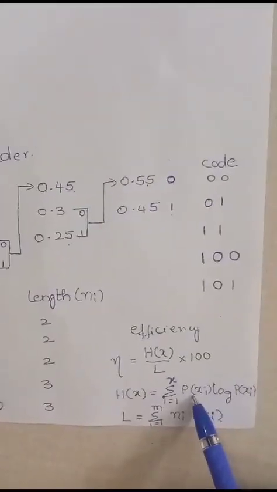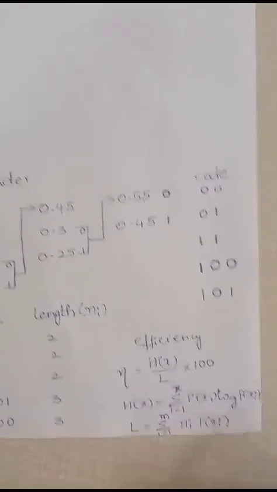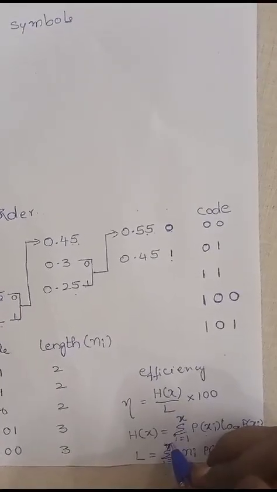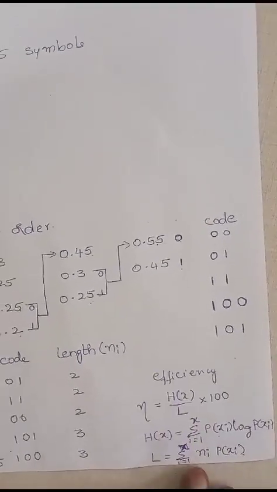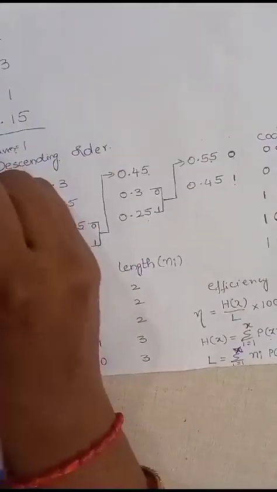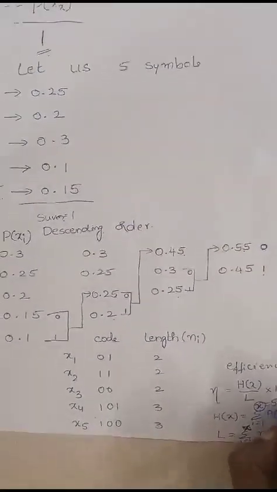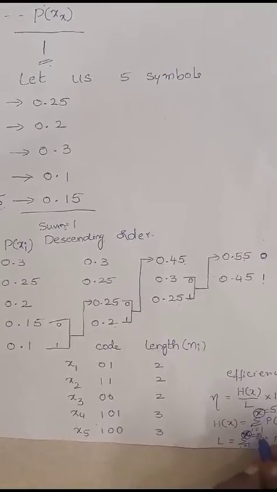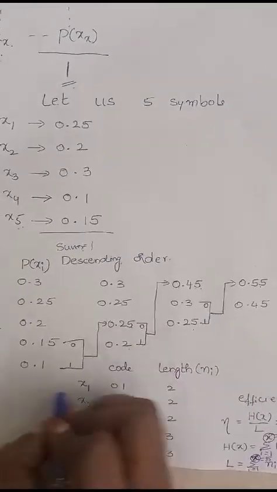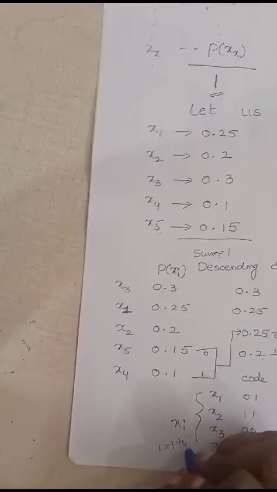Now we can find the H of x, which is entropy, using the relation sigma i equal to 1 to x, p of xi log p of xi. Here also let us take it as the same x. So sigma i equal to 1 to x, ni p of xi, or variable length here. In this example, the upper limit is equal to 5. I represents the number of symbols, that means each case is represented as xi, where i is equal to 1 to 5.